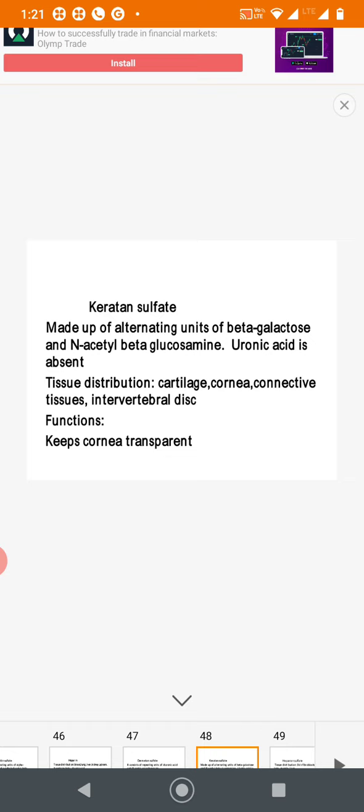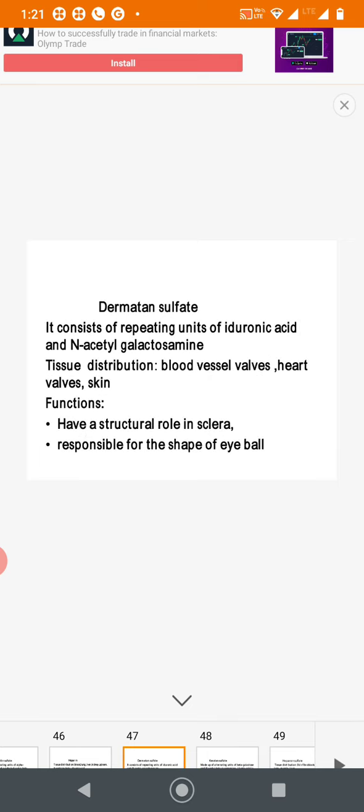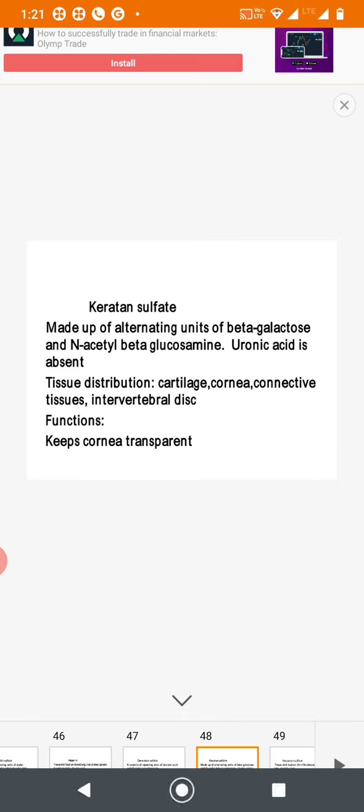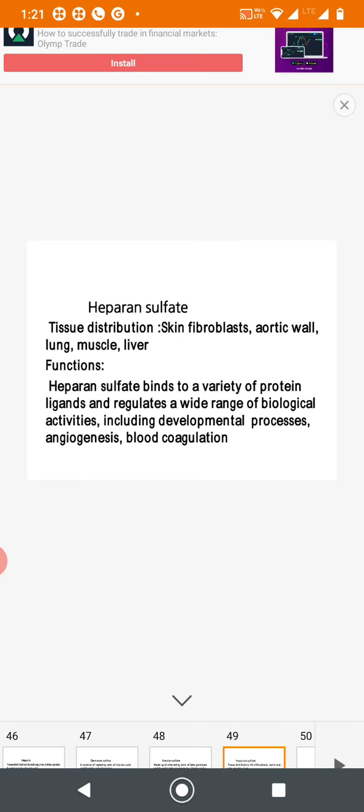Keratan sulfate is made up of beta galactose and N-acetyl beta glucosamine. Uronic acid is absent here, unlike dermatan sulfate and heparin. It is present mainly in cartilage, cornea, connective tissue, intervertebral disc. The main function of keratan sulfate is that it keeps the cornea transparent. What is the main function of heparin? Heparin is a natural anticoagulant.